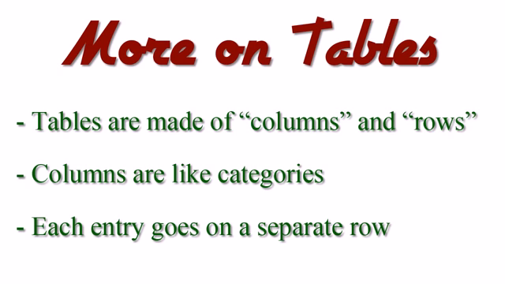So tables, each individual table is made up of columns and rows. The columns are like categories and the rows are like each separate entry. So if you're saying, what the heck, columns and rows, kind of like a grid? Well, yes, it is kind of like a grid.